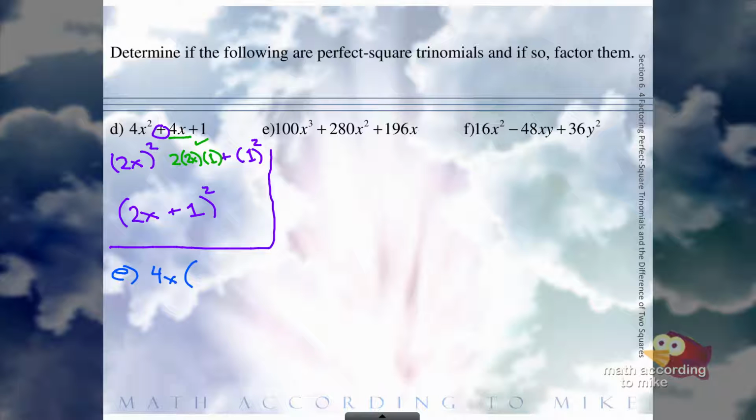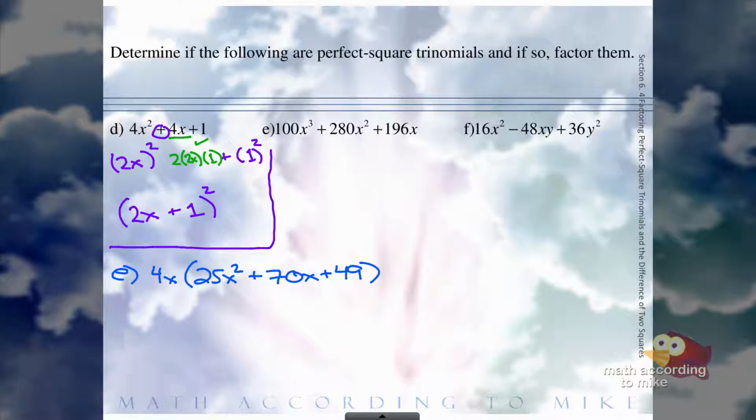If we pulled out a 4x first, we'd be left with 25x squared plus 70x plus, I want to say that is 49. I'm sticking to that. Okay, so this 4x that we pulled out stays right where it is. We're only going to focus on what's in parentheses off to the side here.